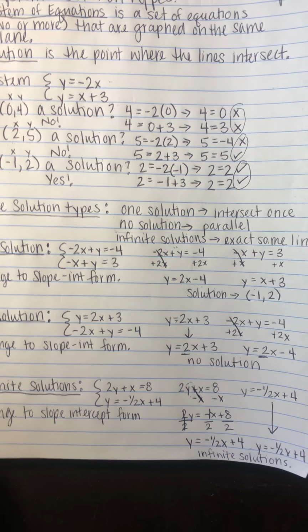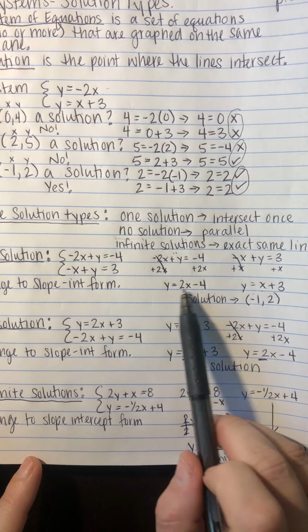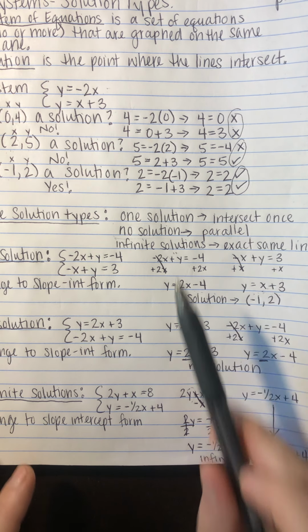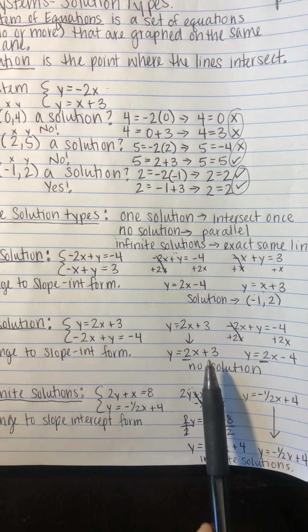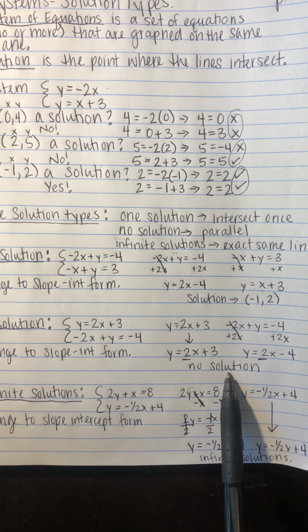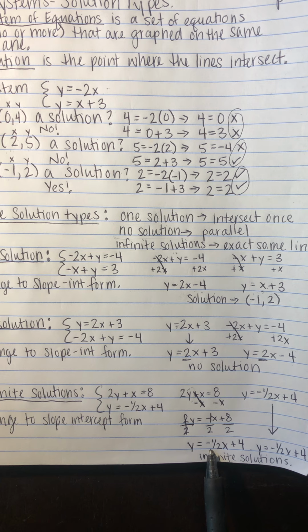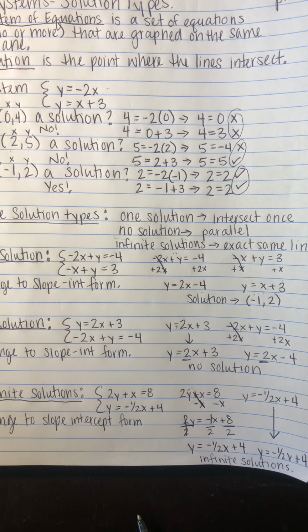All right, so just a quick recap. When you're looking at solution types, you want to always look at the slope first. If they do not have the same slope in common, it could be one solution. If they have the same slope, but different y-intercepts, it's going to give you no solution. But if they have the same slope and the same y-intercept, that's going to be infinitely many solutions. You can always graph these on Desmos just to solidify your answer.